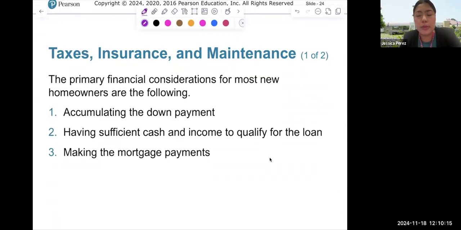You have to have some certain down payment, accumulating a down payment, having sufficient cash and income for the qualification of a loan, and making the mortgage payment. So before you even decide to own a house, they run your credit, check how much income you make per year, and whether you have a stable job, to see if you're going to be able to qualify for the loan. The lender has to make sure that you're going to be able to pay them back.